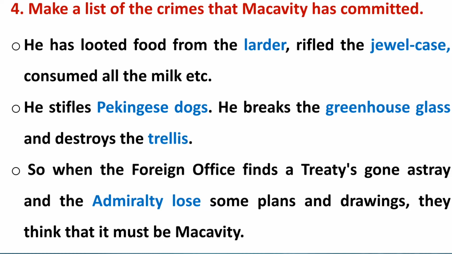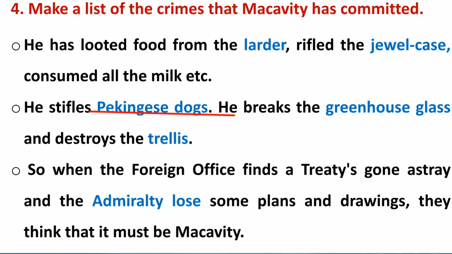The next one, he rifled the jewel case. And the next one, he consumed all the milk in the particular area. Next, he stifles. Underline the word stifle, which means to suffocate, to make someone find it difficult to breathe. To whom did he do this? Look at that: he stifles Pekingese dogs. Pekingese is a kind of Chinese dog breed.